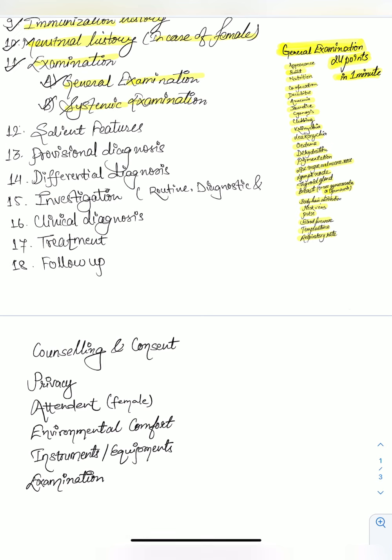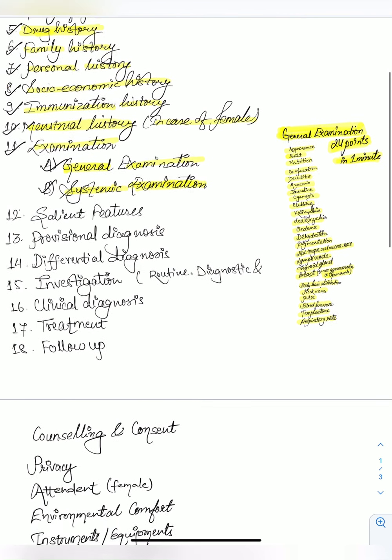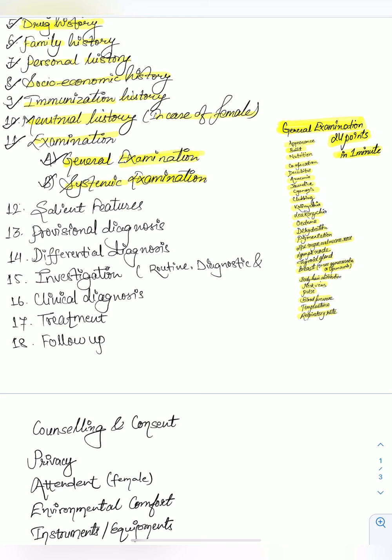Then after general examination we go for systemic examination. In systemic examination we see various systems. According to the patient's symptoms, we go first for that system, then for other systems. Like we go for gastrointestinal system, respiratory system, cardiovascular system, neurological system, musculoskeletal system, genitourinary system, and so on.